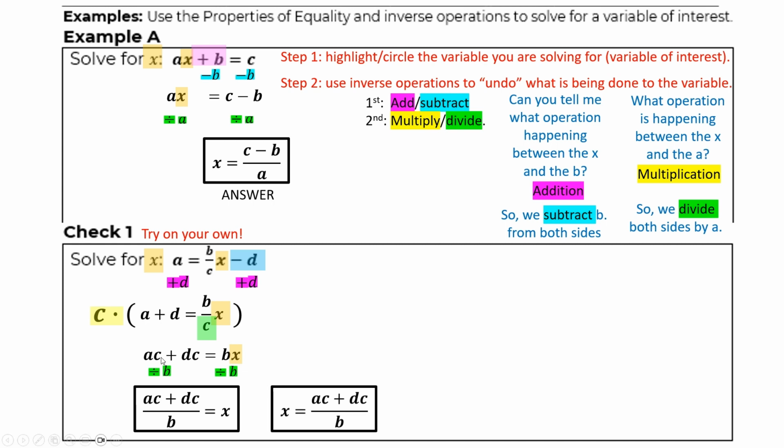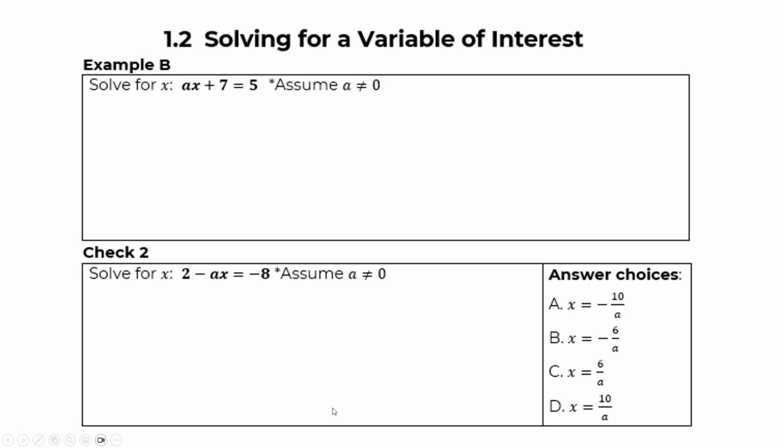You can also rewrite it. You're usually going to see the variable of interest that you're solving for on the left. So all I had to really do was flip it over here, and x is equal to ac plus dc divided by b. Okay. All right.